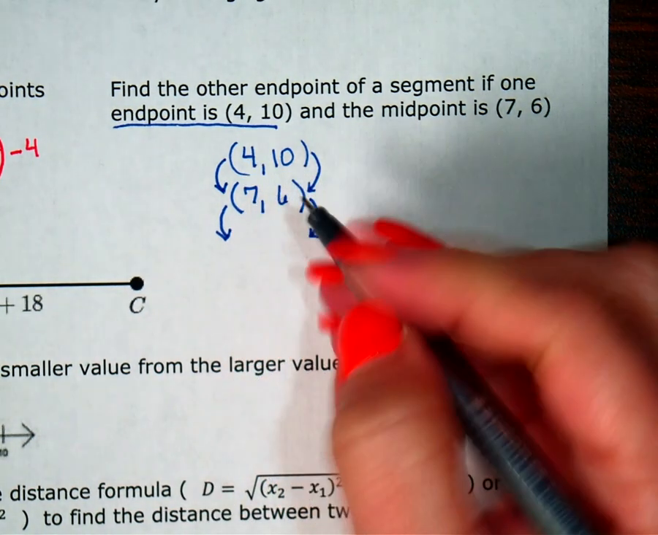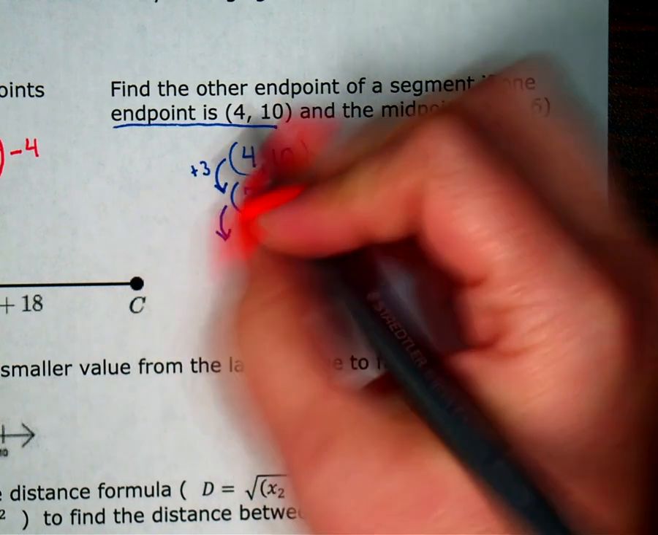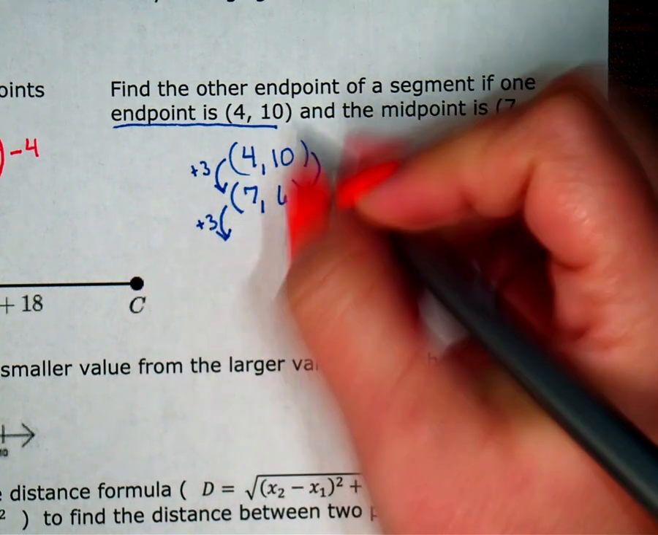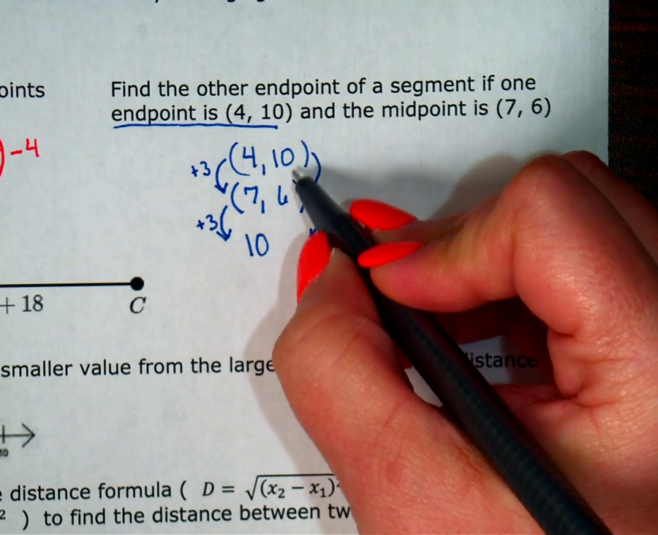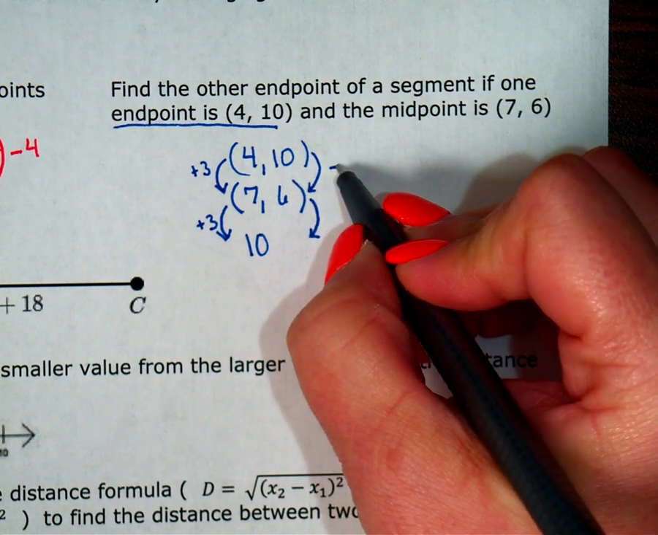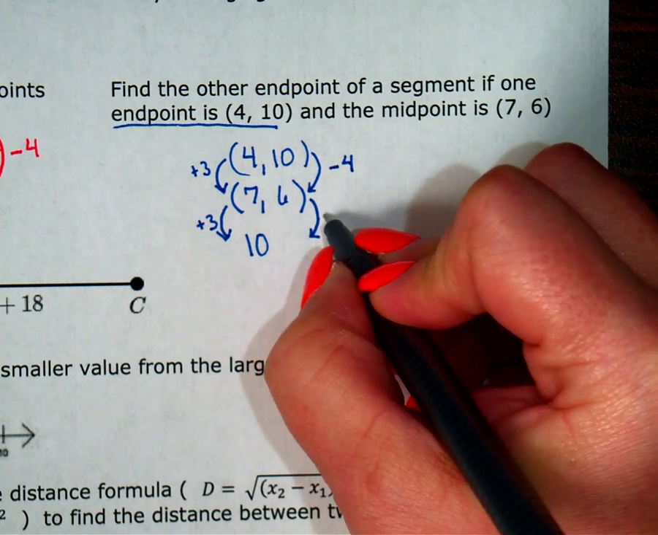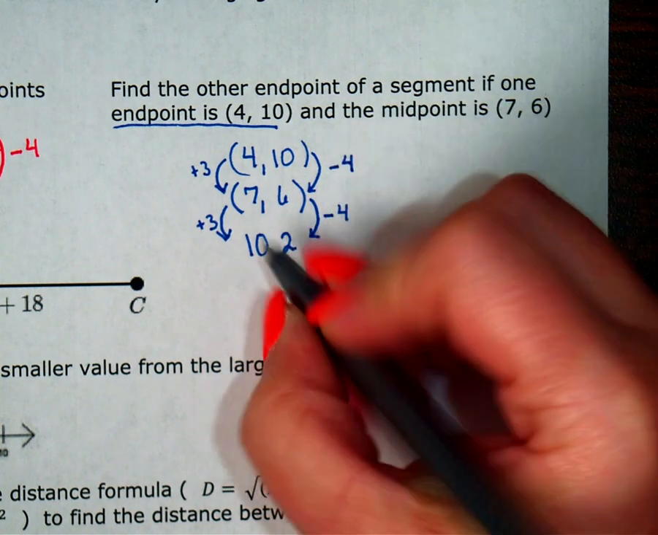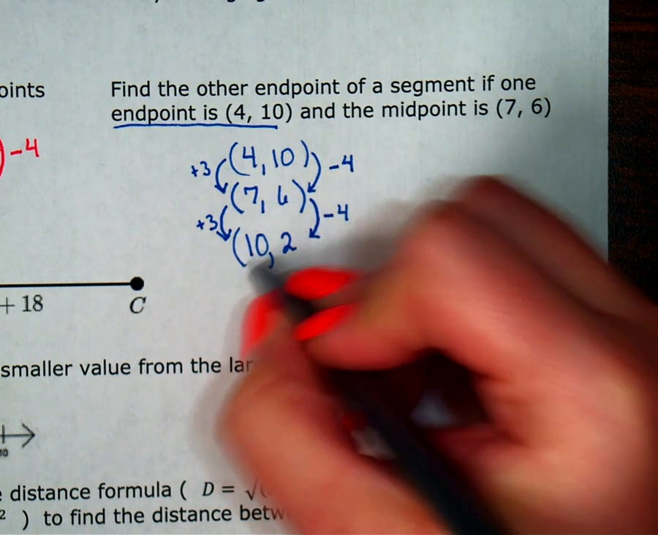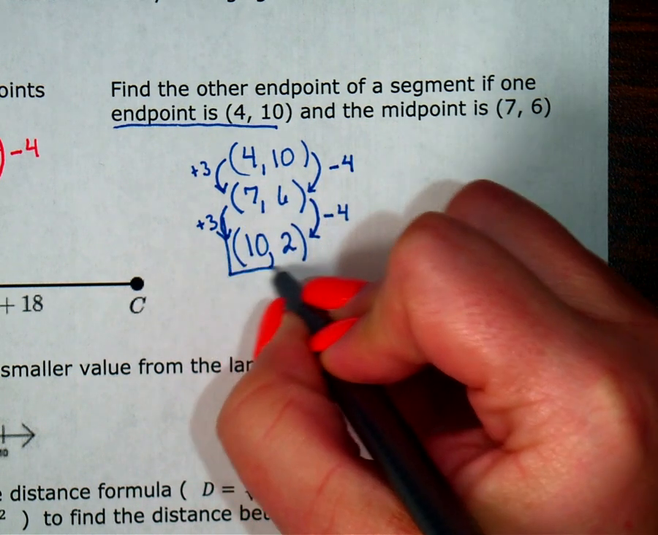So to get from 4 to 7, I have to increase by 3. So if I increase by another 3, I'm going to end up at 10. To get from 10 to 6, I have to decrease by 4. So if I decrease by another 4, I'm going to end up at 2. So my other endpoint is the point (10, 2).